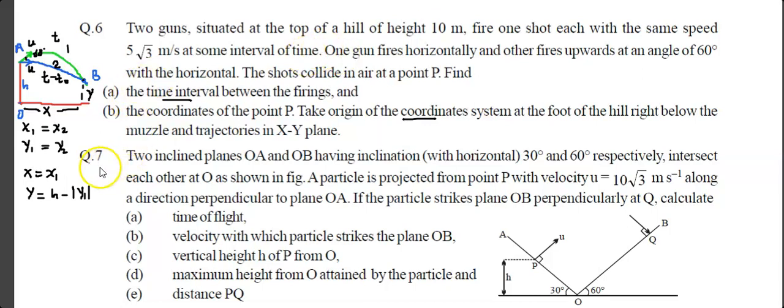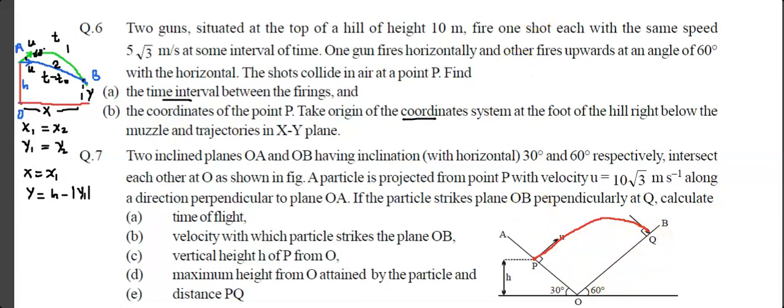Now let's talk about question number 7 that is there. It says this particle is being thrown perpendicularly from this point, and it lands at Q perpendicularly. So it goes in some sort of path like this. So it's a projectile motion. Roughly it goes like this, and only this segment we need to study.